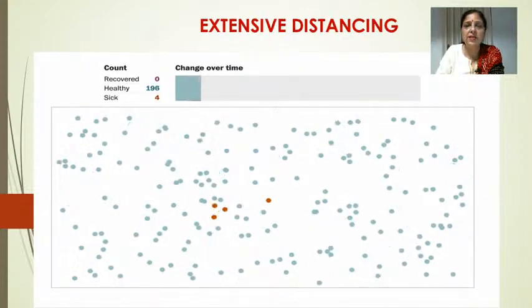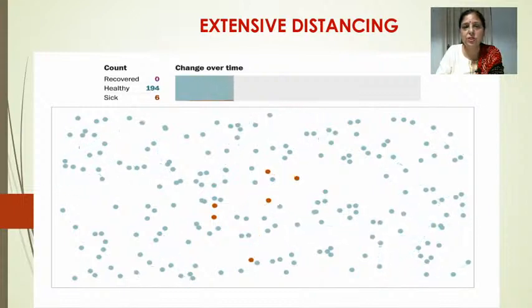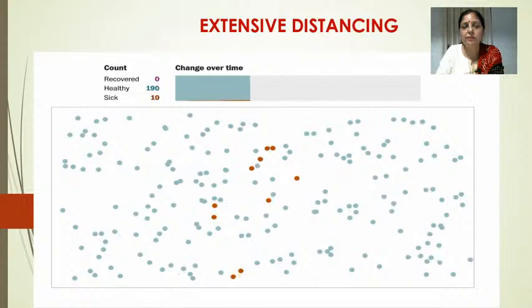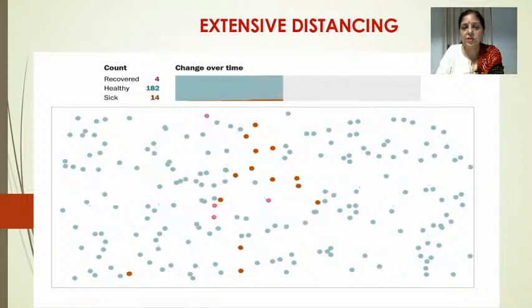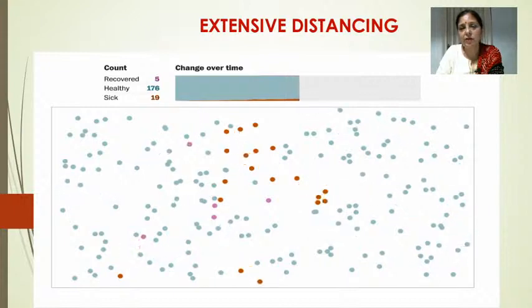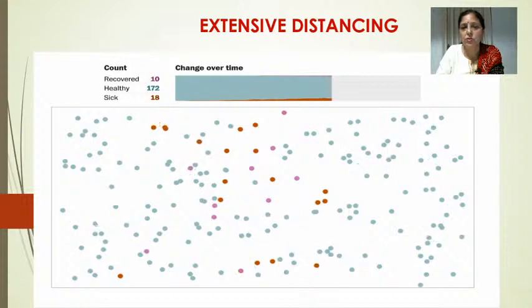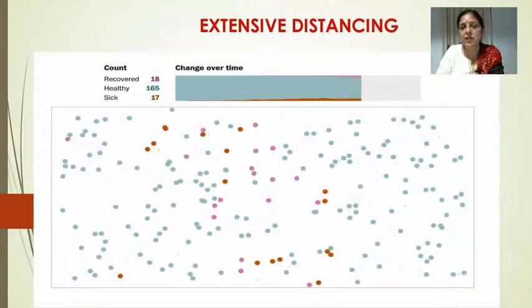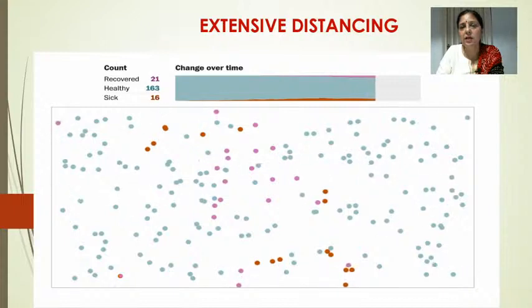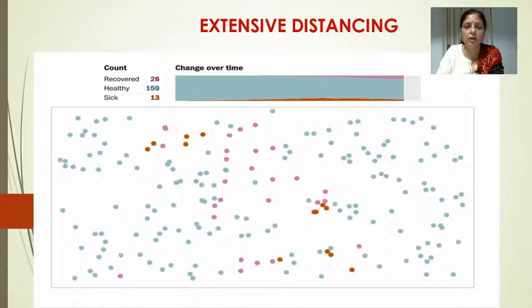Now, if we have extensive distancing, that means the complete lockdown which was initiated, we could see that there were very minimal cases during this period, and they could get recovered also because they had ample attention. So when we have extensive distancing, there are hardly any cases and they get recovered also, and the rest are healthy because they are not going out anywhere.